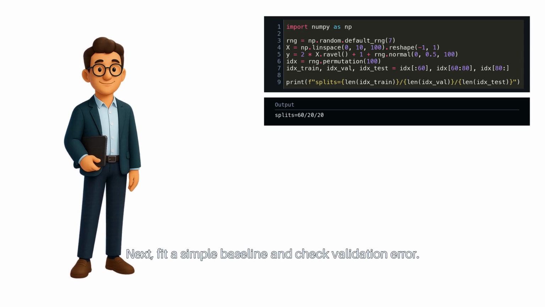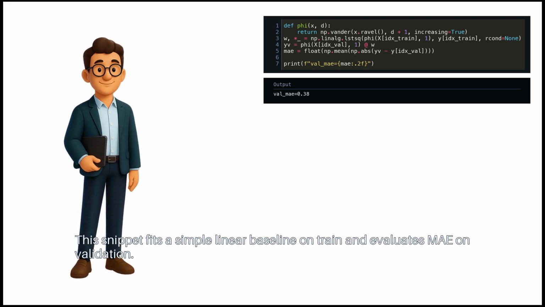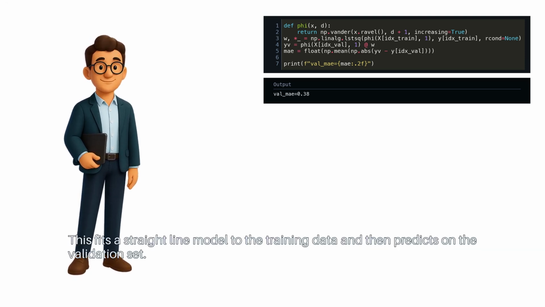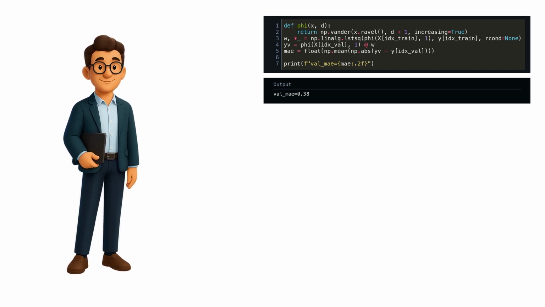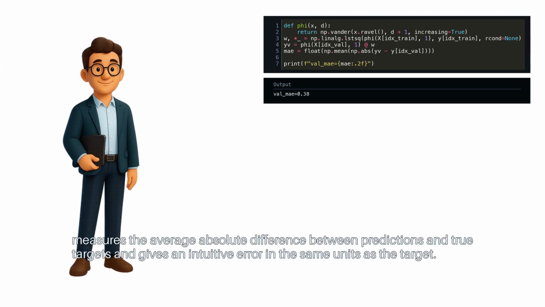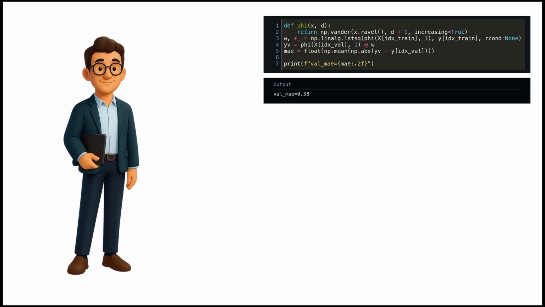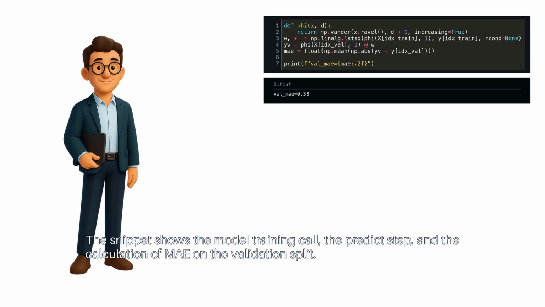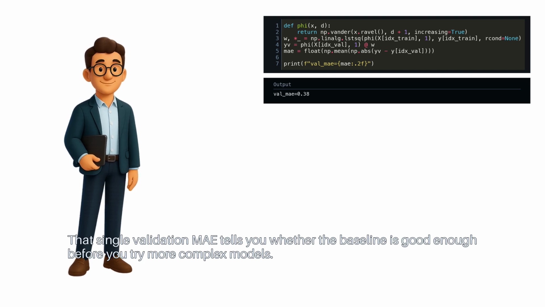Next, fit a simple baseline and check validation error. This snippet fits a simple linear baseline on train and evaluates MAE on validation. This fits a straight line model to the training data and then predicts on the validation set. MAE, mean absolute error, measures the average absolute difference between predictions and true targets and gives an intuitive error in the same units as the target. The snippet shows the model training call, the predict step, and the calculation of MAE on the validation split. That single validation MAE tells you whether the baseline is good enough before you try more complex models.